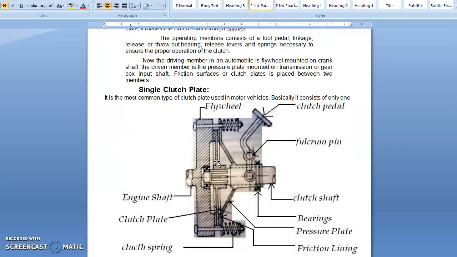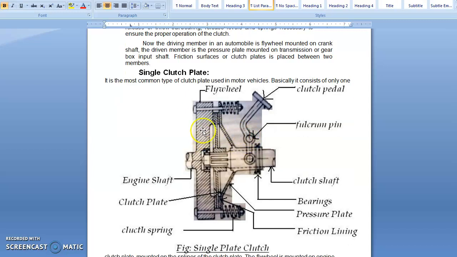As per your syllabus, this is the diagram of a single plate clutch. Here, as per the construction of the single plate clutch, we have a flywheel. This one is your clutch pedal. This one is your pin. This one is your clutch shaft. This is your engine shaft. Here we are using a single plate clutch, hence the name. And you have a clutch spring here. You have bearings, pressure plate, as well as your pedal.